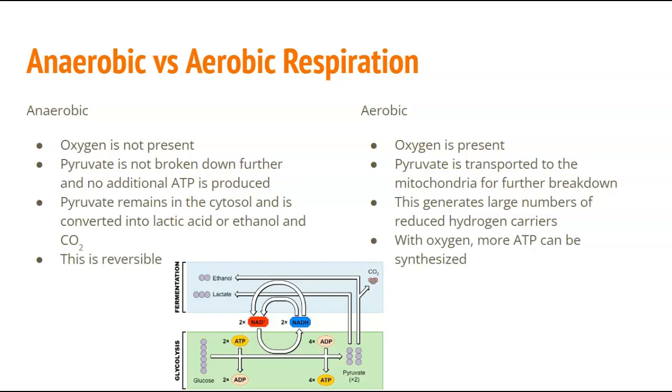Now on the flip side, what you're typically used to is aerobic respiration, and this is when oxygen is present. So the pyruvate that was formed at the end of glycolysis is transported to the mitochondria to get broken down even further. This will generate a huge number of hydrogen carriers, and with that, you can make more ATP. And that's like, we like that. We want ATP, we want energy, we want to be able to do stuff in our lives, right? So ATP, vital for just like living.